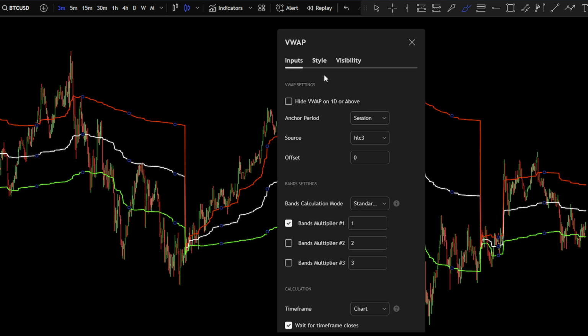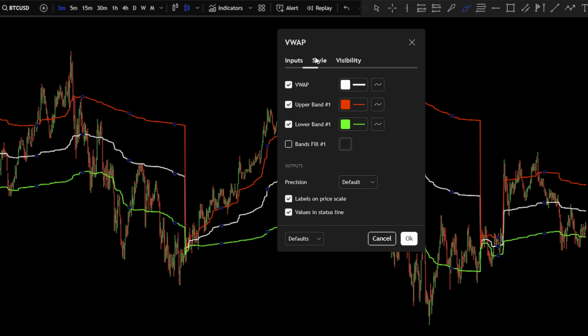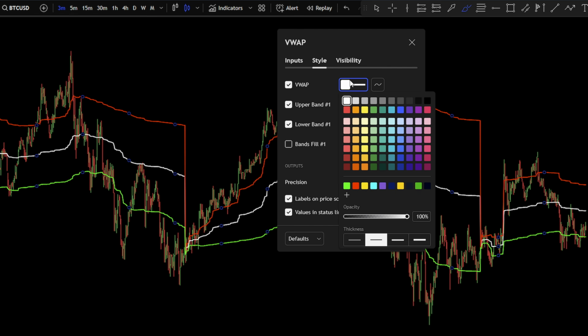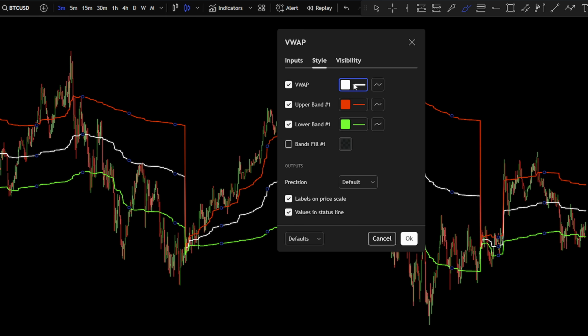Now, let's adjust the settings. Within the input section, we will leave everything by default, so let's switch to the style section. For the VWAP, we want to use a white color, for the upper band we will use red, and for the lower band we will use a green color.